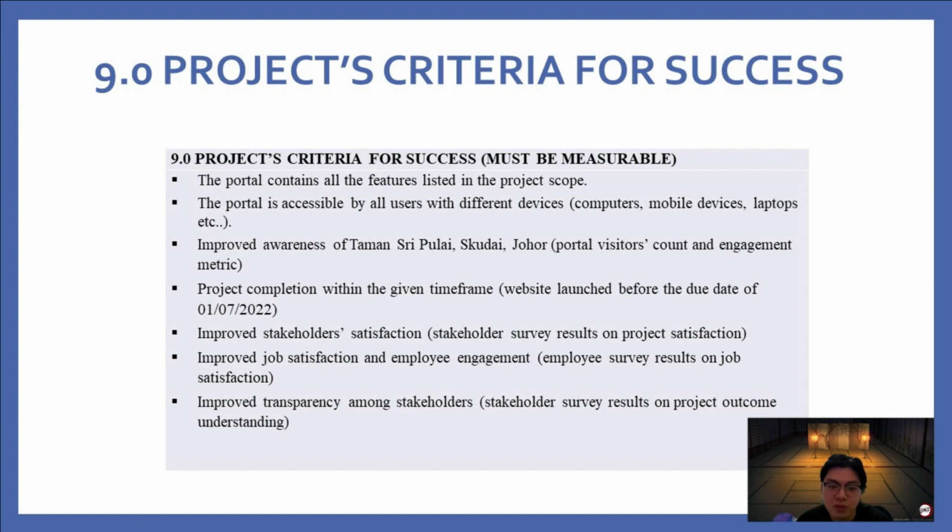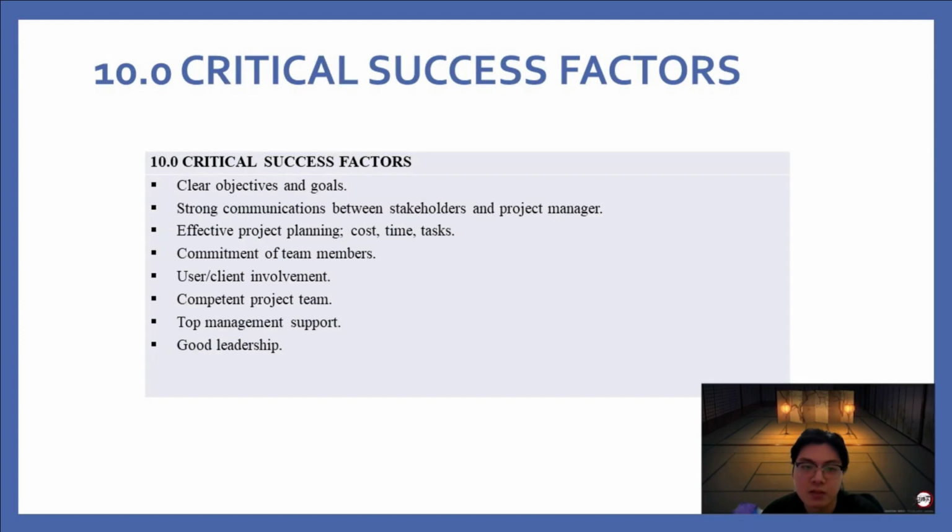And the next one is improved stakeholder satisfaction, which can be measured by the stakeholder survey results on the project certification. Next is to improve job satisfaction and employee engagement, which can be measured by the employee survey results on job certification. And the last one is improved transparency among stakeholders, which can be measured using the stakeholder survey results on the project outcome understanding.